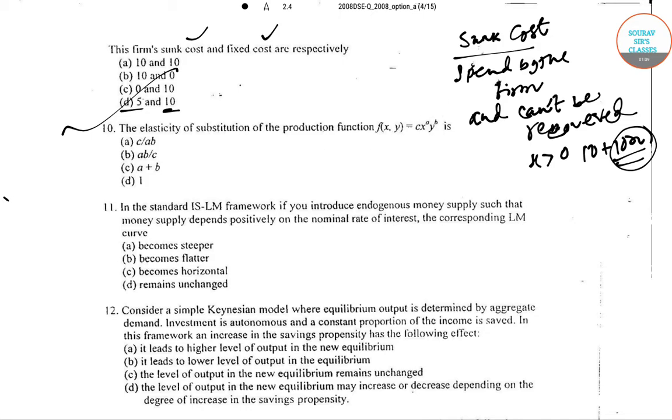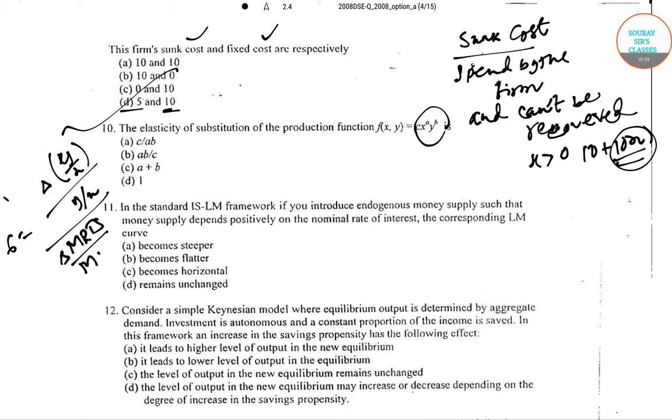The elasticity of substitution of production of this is what? As it is a Cobb-Douglas production function, the property of the Cobb-Douglas production function is that the elasticity of substitution, which is essentially the change in y by x divided by the change in MRTS divided by MRTS, is equal to 1. So this is the elasticity of substitution.